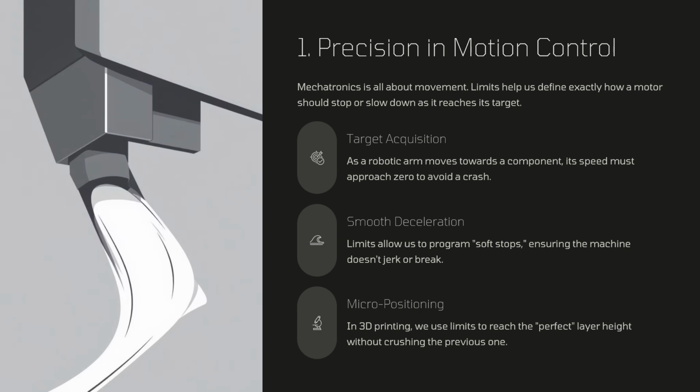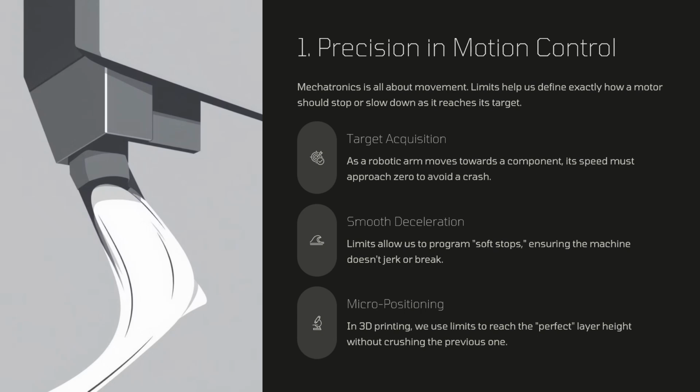First of all we talk about target acquisition, which simply means reaching the correct place safely. What does this basically mean? When the robotic arm moves towards an object, it should slow down as it gets closer. If it does not slow down, it may hit or crash into the object. So the speed becomes zero when it reaches the target. An example is a robotic arm picking up components in a factory.